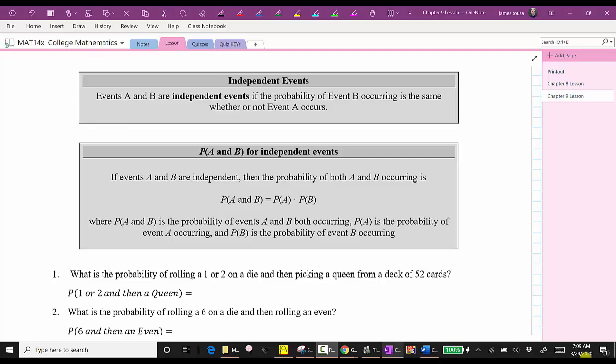Hi students, in this lesson we will continue our study of probability. We will be discussing independent and dependent events as well as conditional probability. So let's go ahead and get started.